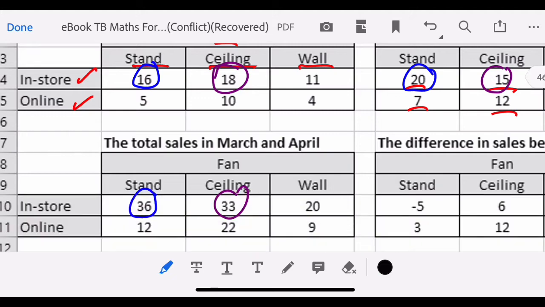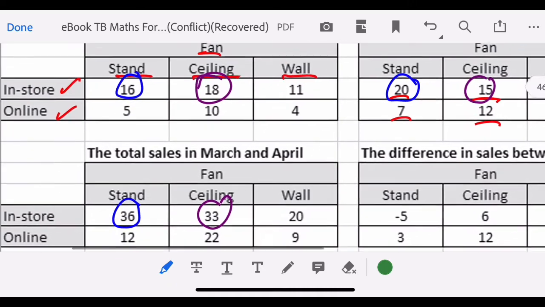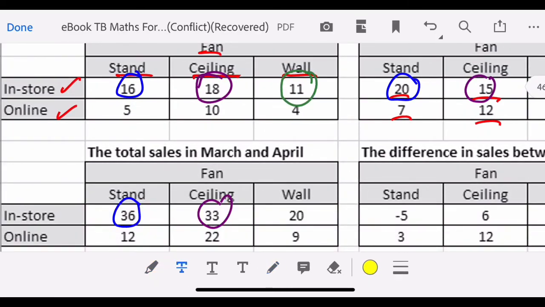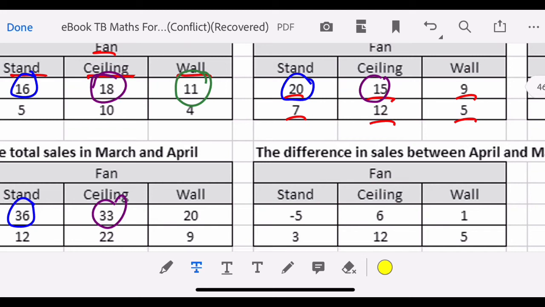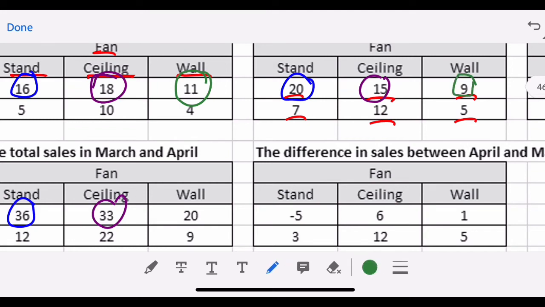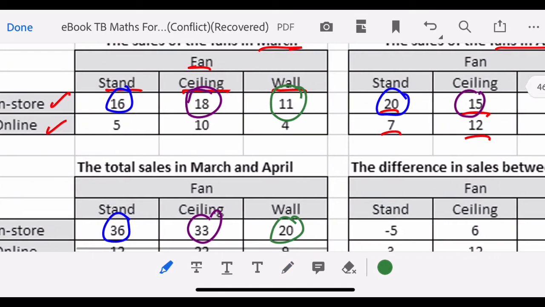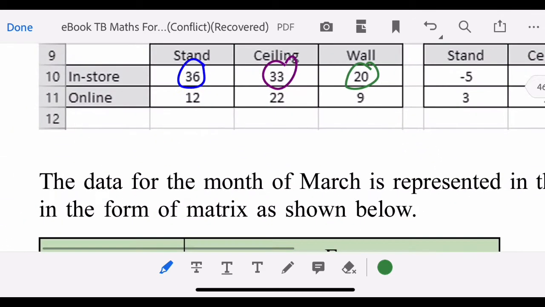The wall fan, we have how many? We have 11, right? Okay, 11 here, and then we have 9 here. So when you add, you will get 20, right? So if you want to add like this, referring one by one, it's very troublesome, isn't it?